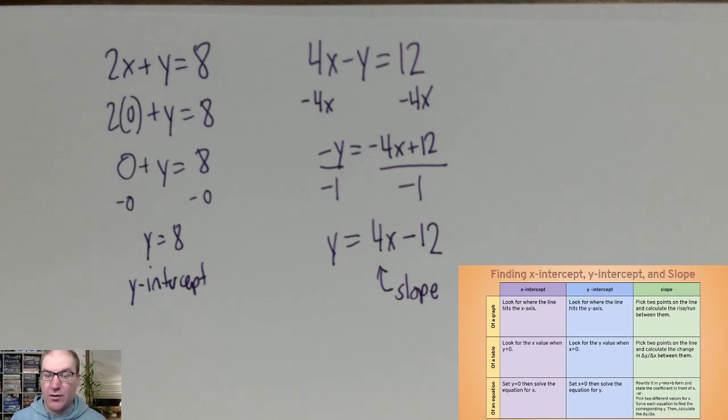So that is how you find the x-intercept, y-intercept, and slope of a graph, of a table, and of an equation.